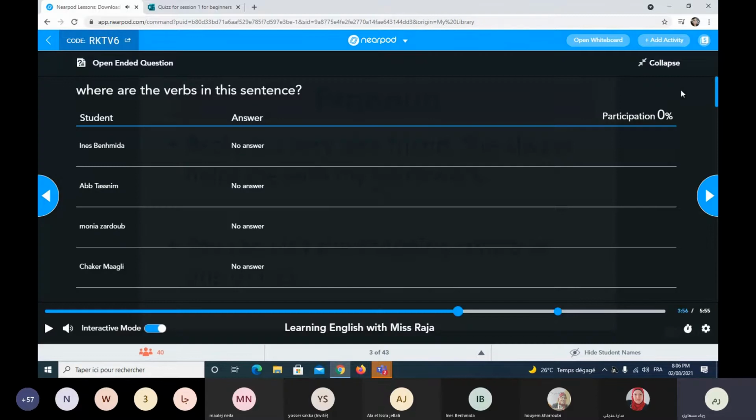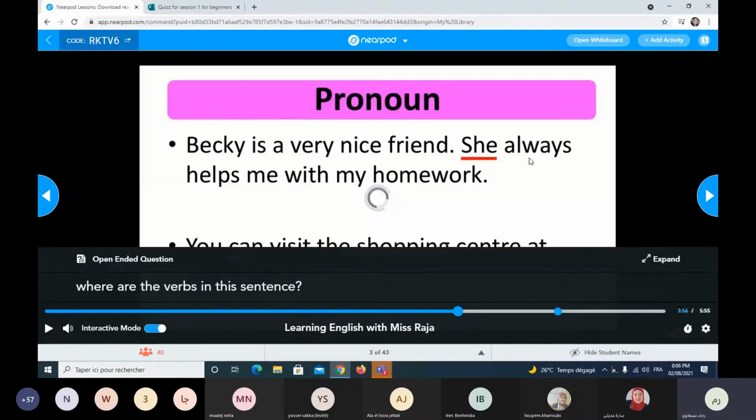Okay, I would like to stop here for a few minutes to check if it is clear. Let's repeat. When I talk about the phrase in English, what are the elements of a phrase? First, we have the noun. For example, Jack, John, the family. Next, we can find the pronoun. Instead of Jack, I use he. Instead of Susie, I use she. Instead of Jack and Susie, I use they.